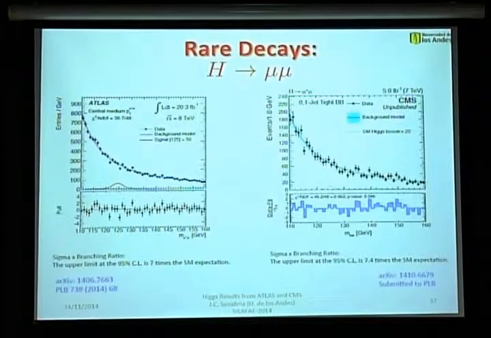Similar situation with the Higgs going to mu mu. It has a very weak signal, so the upper limit in the case of the ATLAS result is 7 times the standard model expectation, and the limit presented by CMS is 7.4 times.